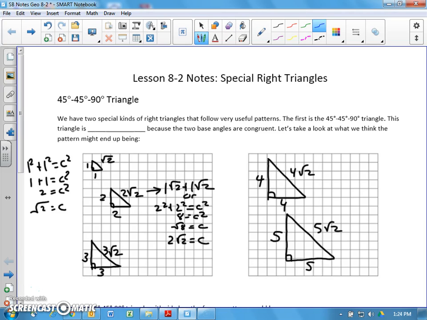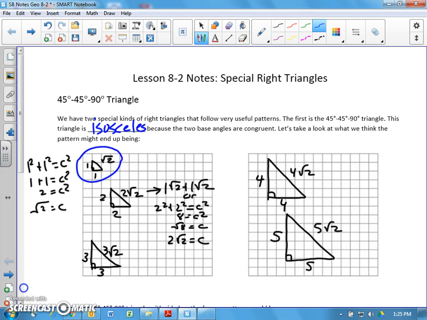Special right triangles are really just a shortcut for the Pythagorean theorem for two special types of right triangles. The first one is a 45, 45, 90 degree right triangle, and this triangle is isosceles. We know this because two of the base angles are congruent. They're both 45 degrees.